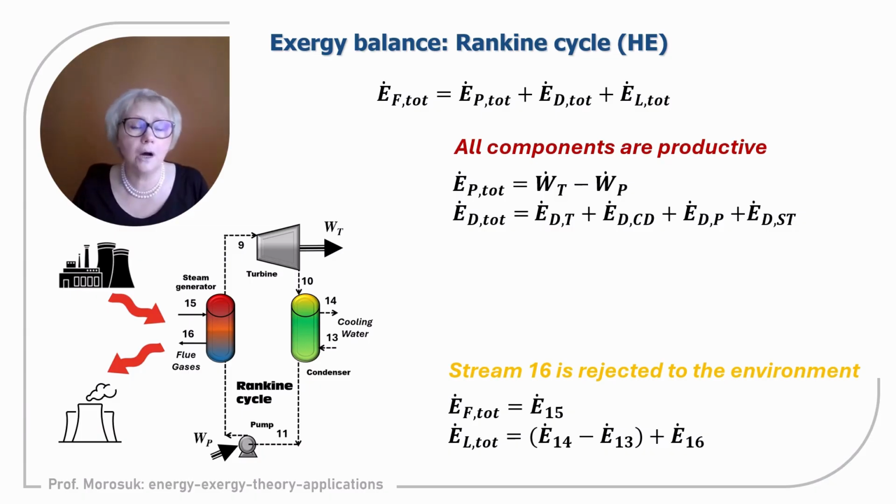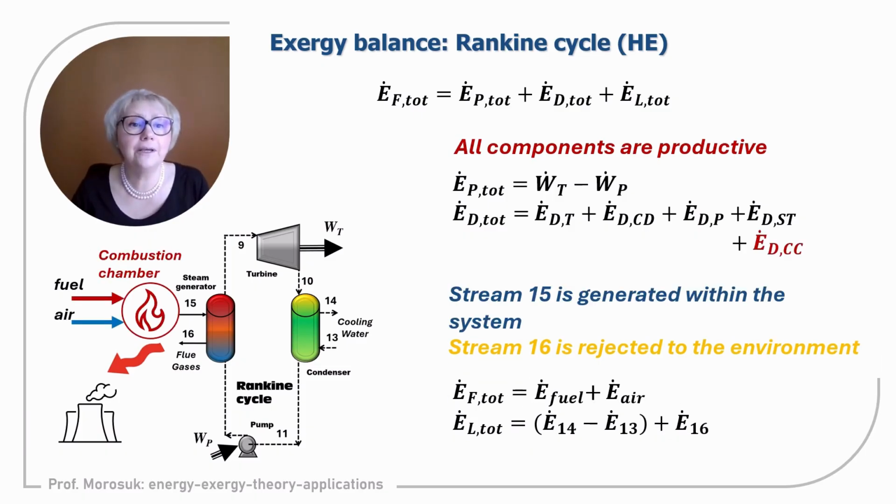We know what fuel means for this system, and how we should treat losses of the overall system. And we can have one more case, where heat, stream 15, will be generated within the system. It means that within the system we will have not only the 4 main components of the Rankine cycle, we also should implement a combustion chamber. Then irreversibilities within the combustion chamber will also be charged to the total exergy destruction. So exergy destruction within the combustion chamber will be charged to exergy destruction of the overall system. Actually, we have the 5th component.